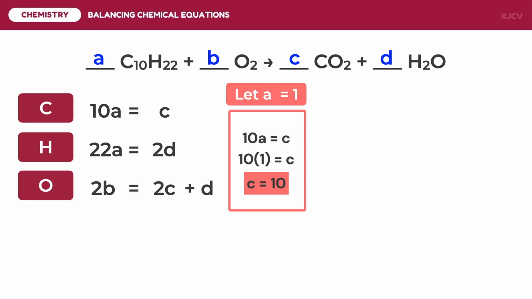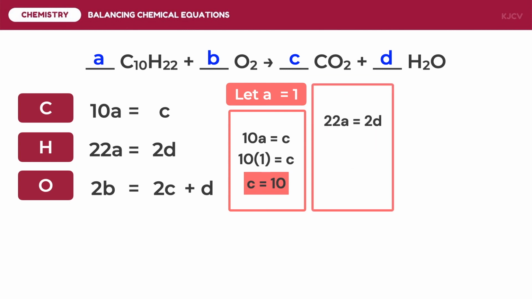Also, by using A, we could get the value for D. We are going to use the equation for hydrogen, which is 22A is equal to 2D. Substituting 1 to A, we have 22 is equal to 2D. To get the value of D, we divide both sides of the equation by 2. Thus, D is equal to 11. Since we now have the values for C and D, we can already use the equation for oxygen to get the value for B.